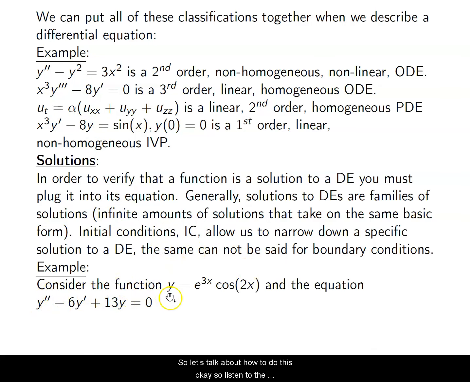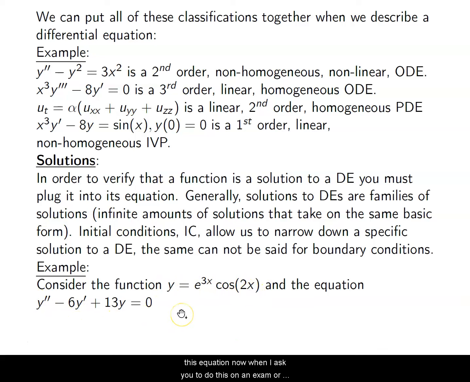So let's consider the function y equals e to the 3x cosine of 2x, and the DE, y double prime minus 6y prime plus 13y equals 0. Now, we're going to verify that this is a solution, and we're going to do so by finding the first derivative, finding the second derivative, and then plugging those into this equation.